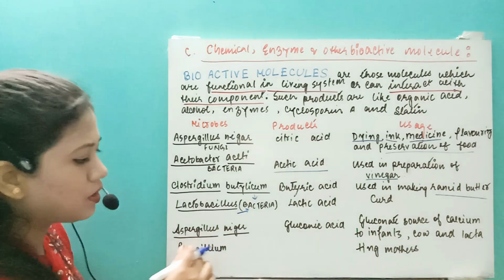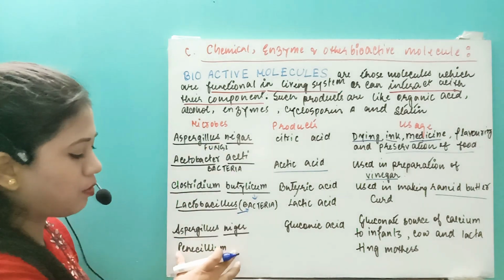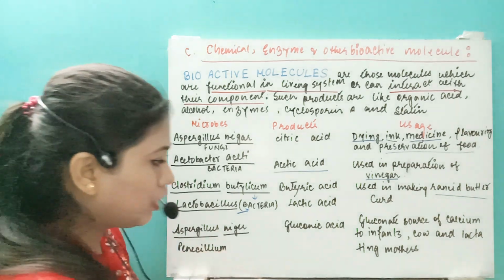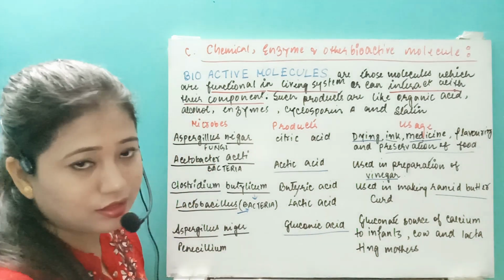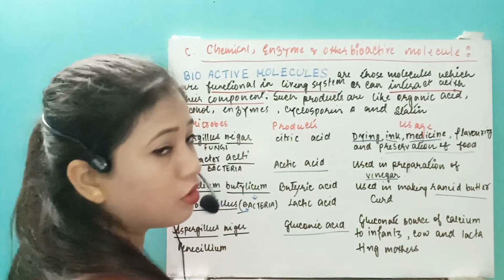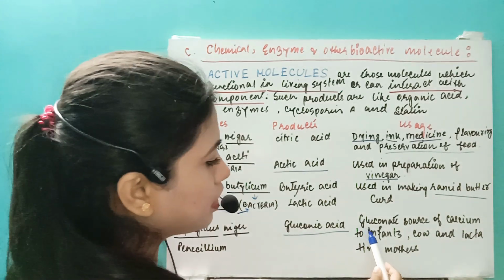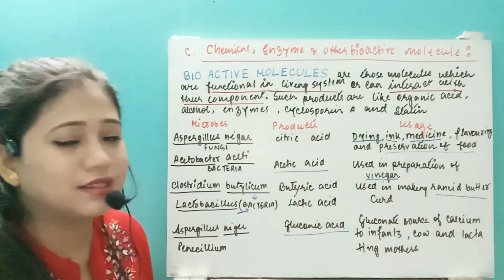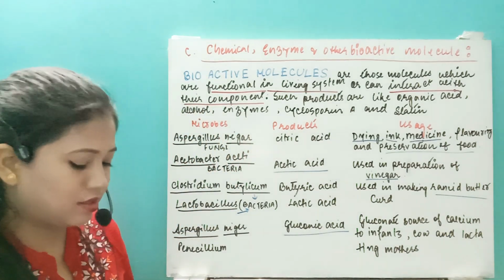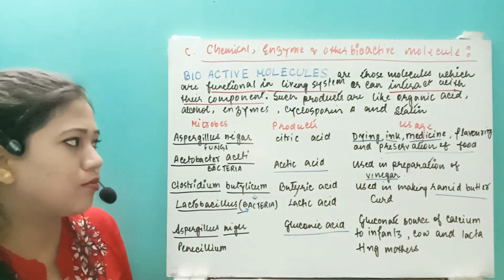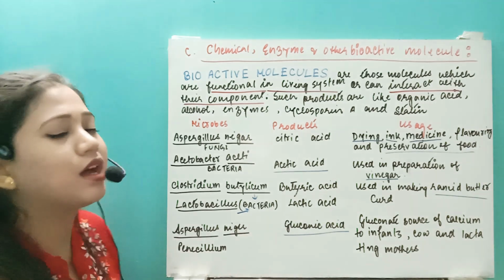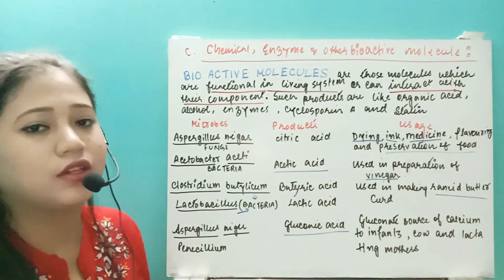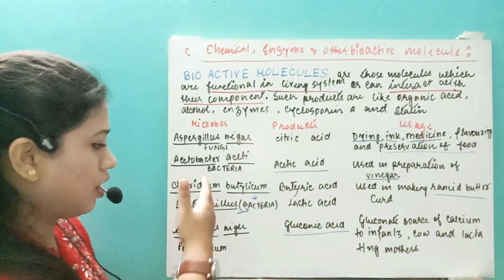Next one, that is also one type of product, that is one fungus, Penicillium, from where gluconic acid is extracted, right? And what is the importance, what is the use of it? It is helping as gluconate, a source of calcium to infants, cows and lactating mothers. So these things you have to know. Some of the products, their uses, and from what type of microbes we can extract those products for our use, they are all this.